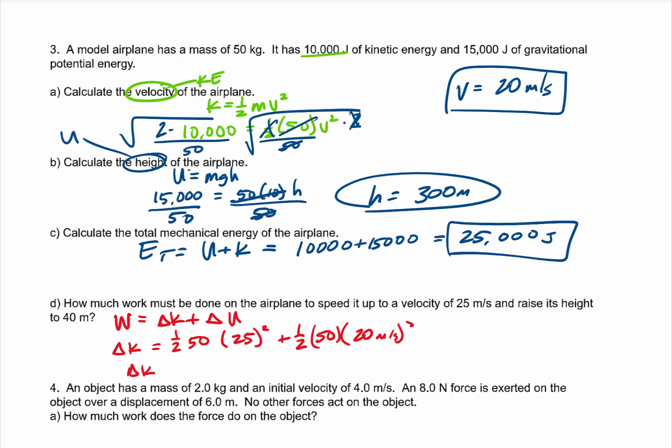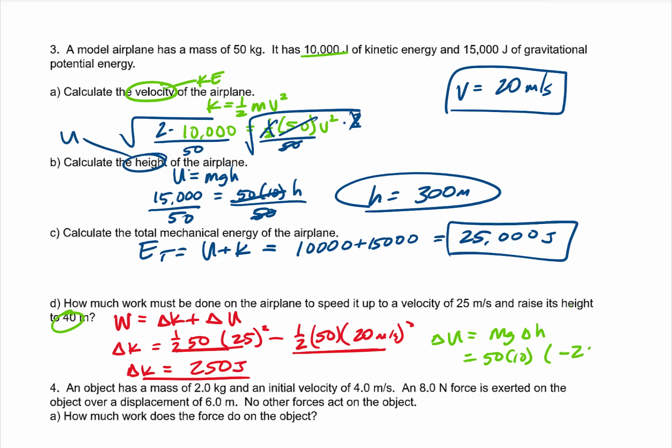I apologize, we've got to subtract here. So the change in kinetic energy is the difference between my final kinetic energy and my initial kinetic energy. That change in kinetic energy comes out to be 250 joules. So we gain 250 joules of kinetic energy. The change in potential energy is mg delta h. In this case it's going to be 50 times 10, but delta h here goes from 300 meters to 40 meters. Delta h is negative 260 meters.